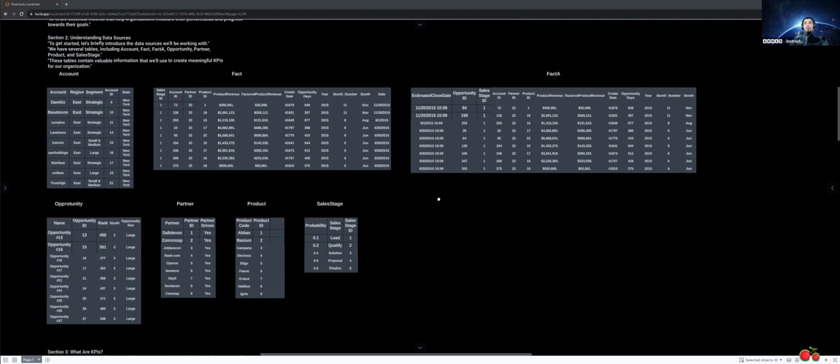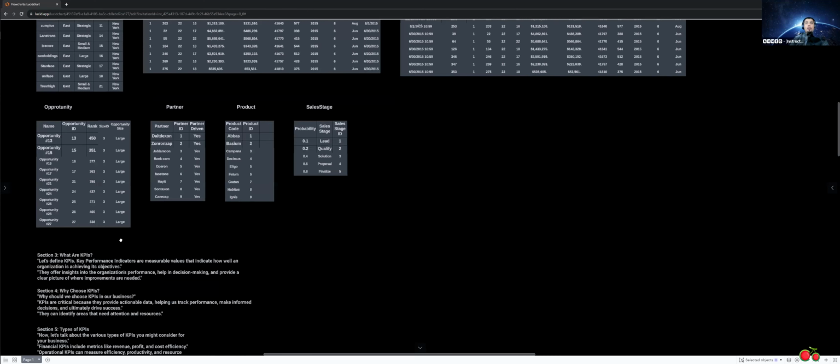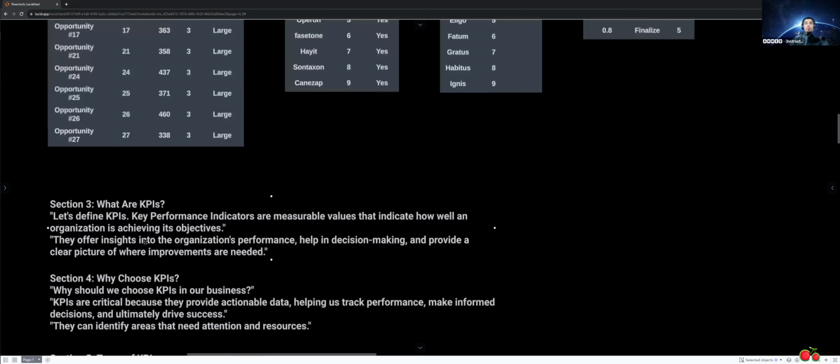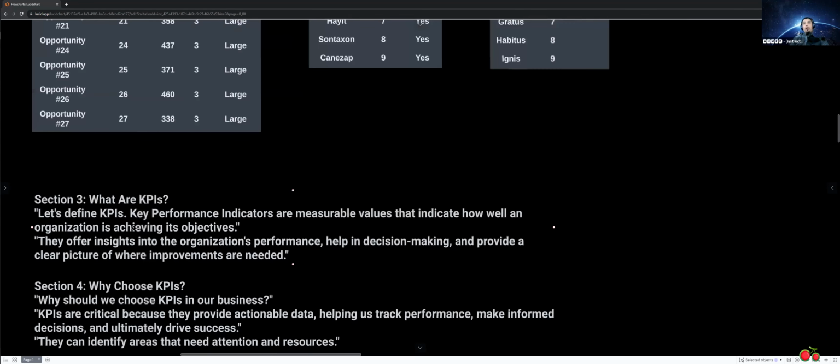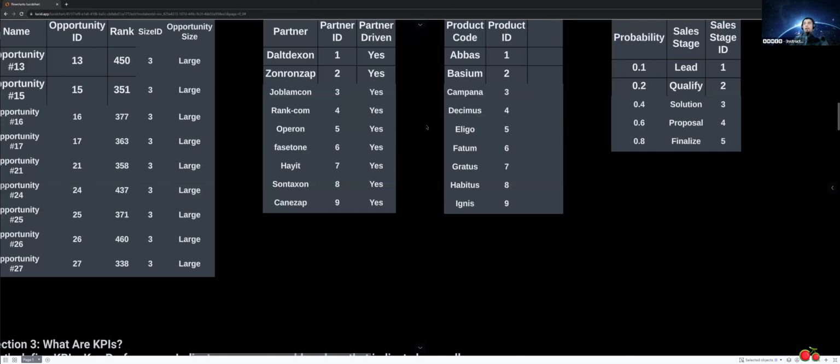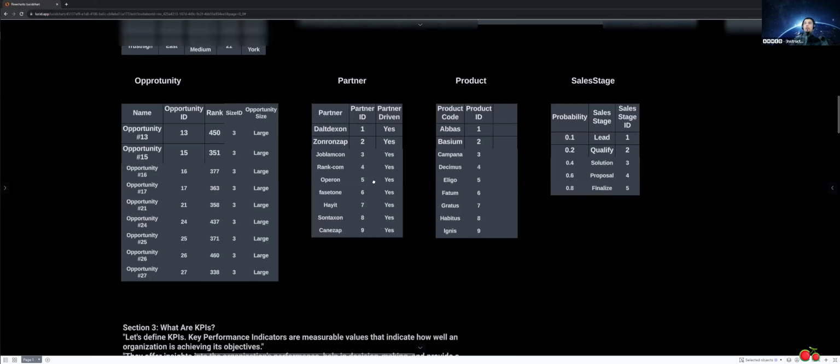Now, right after that, we need to understand what KPIs are, right? By defining the KPIs, the key performance indicators, KPIs are measurable values that indicate how well an organization is achieving its objectives, right? They offer insight into the organization's performance, help in decision making, and provide a clear picture of where improvements are needed.